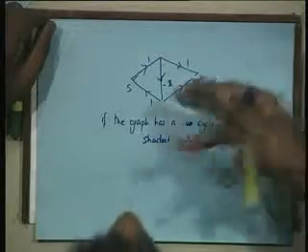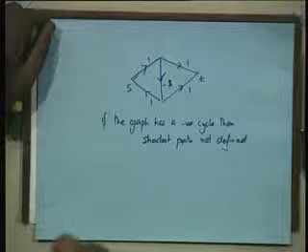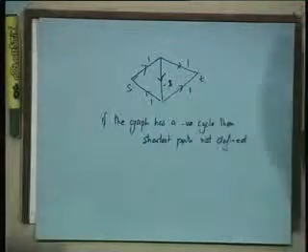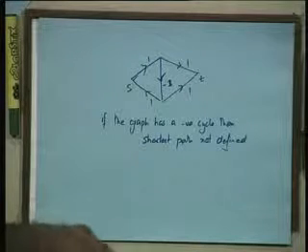Okay. Now, how can I solve this? How can I find out the shortest path in a graph which has negative edge lengths? Or first, can Dijkstra's algorithm work? Does Dijkstra's algorithm work here?